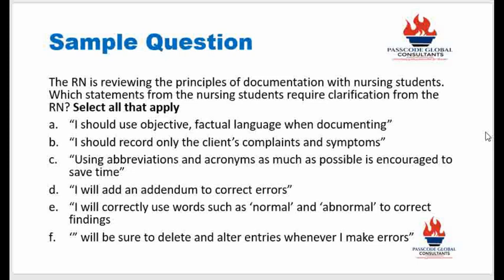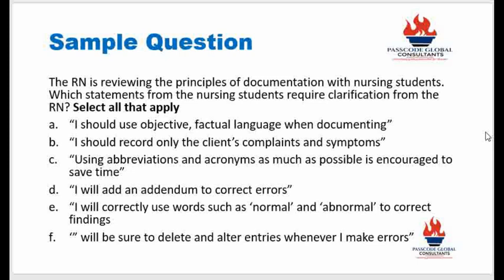D, I will add an addendum to correct errors. Indeed, this is what you're supposed to do. So this is a positive response. It is a good answer. So we are not going to choose that one, because we are looking for the bad answers.